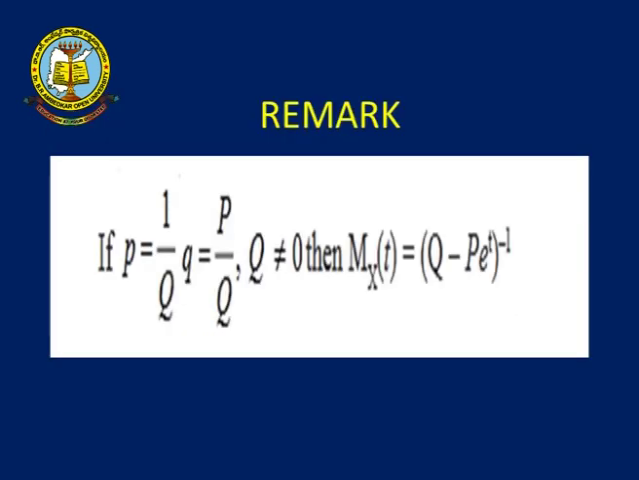What is the remark on mu 2? p is equal to 1 minus q and q is equal to 1 minus p. But the denominator should not be equal to 0. If the denominator is 0, we cannot do anything. So then M of x(t) is equal to (q minus p e power t) whole power minus 1.